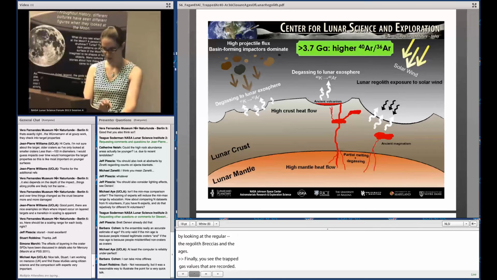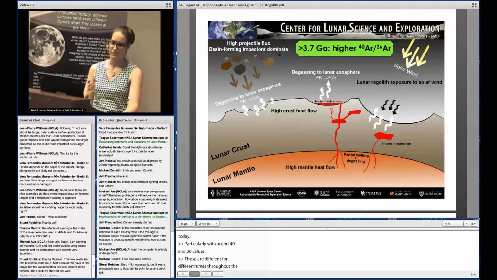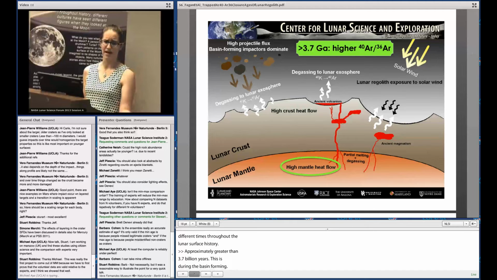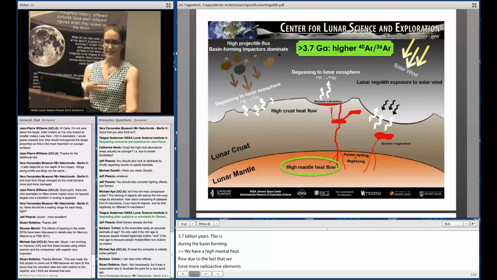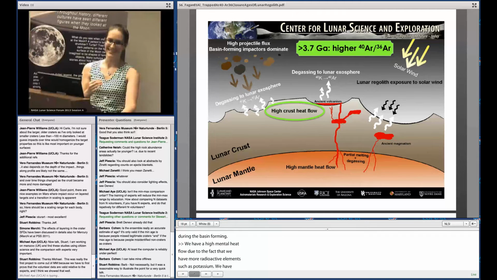So these values are different for different time periods throughout the lunar surface history. At a time period approximately greater than 3.7 billion years, this is during the basin-forming epoch, we have high mantle heat flow. This is largely due to the fact that we have more radioactive elements such as potassium-40. We have partial melting and degassing. The potassium-40 is radioactively decaying to argon-40, and this is being degassed.